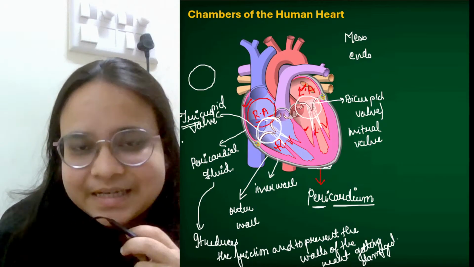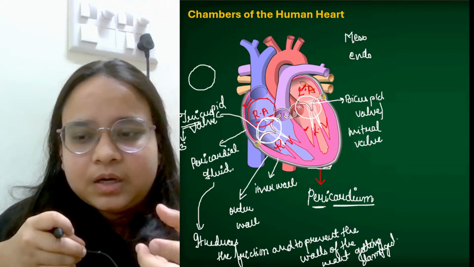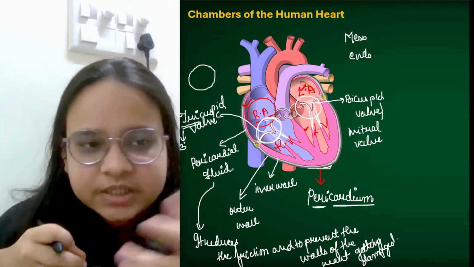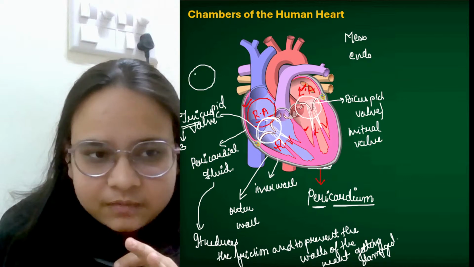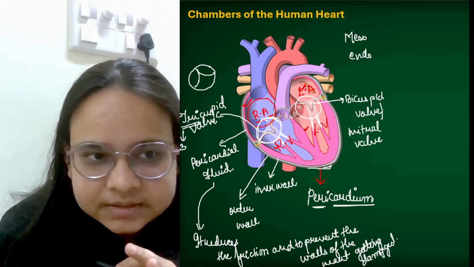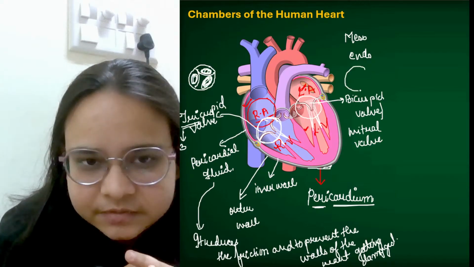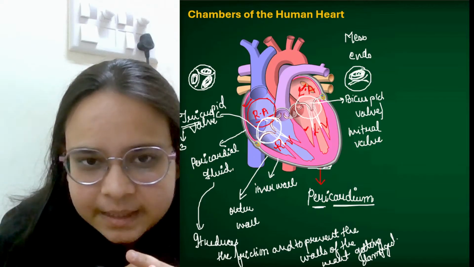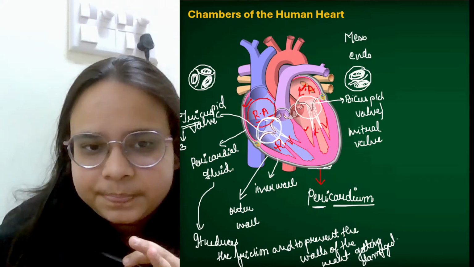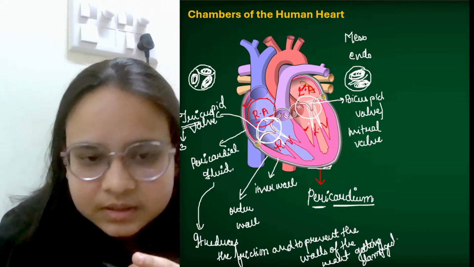Now let me tell you why we call it tricuspid. Tri means three. Cusp means origination. So basically, it has three flaps. The tricuspid valve has three flaps, somewhat like this. This is the first flap, this is the second flap, and this is the third flap. In the bicuspid valve, it has two flaps like this. This is the first flap, and this is the second flap. So bi is used for two, and tri is used for three.